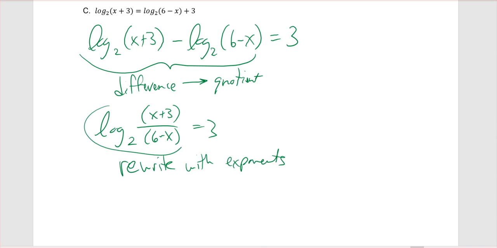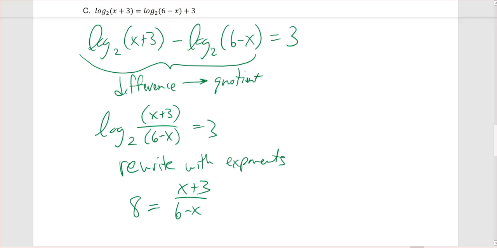Okay, so this object is the exponent that we raised 2 to get the variable stuff. So that means 2 to the third power has to be equal to the variable stuff. And now we just solve this in the usual way, right? We know that 2 to the third is 8, so we can just write it as 8.